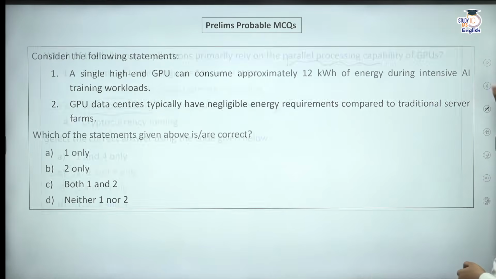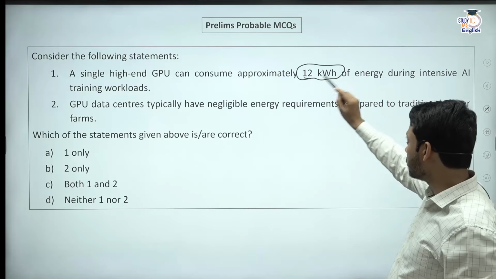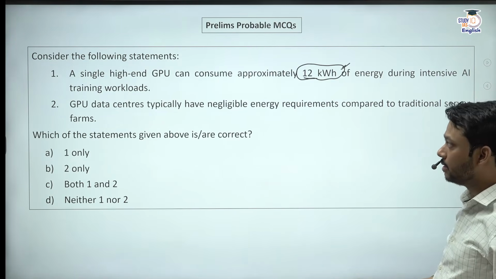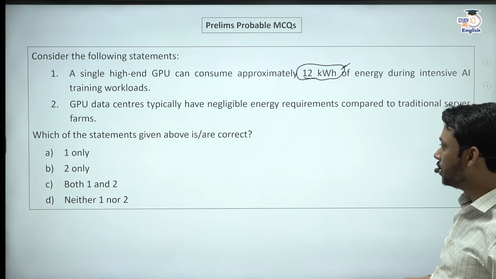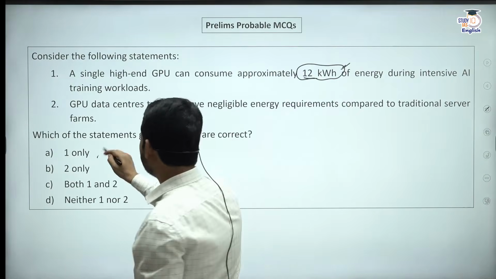This is an important question here. A single high-end GPU can consume approximately 12 kilowatt hour. UPSC does not give numbers as such, but this number is right. GPU data centers typically have negligible energy requirement. Come on. GPUs will increase the energy requirement. Right?